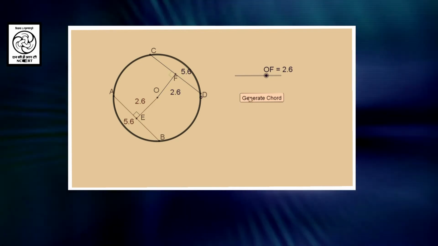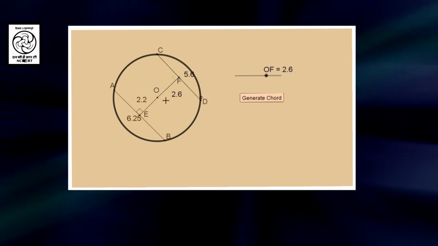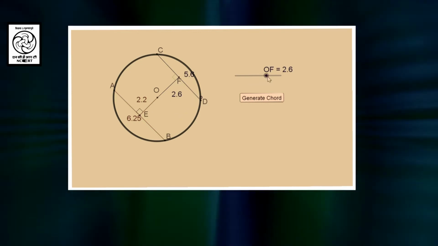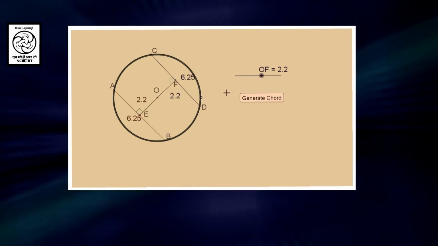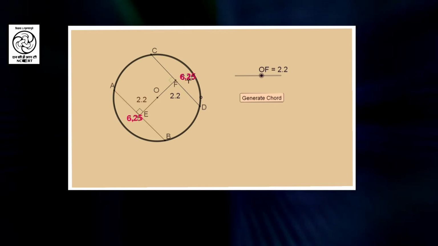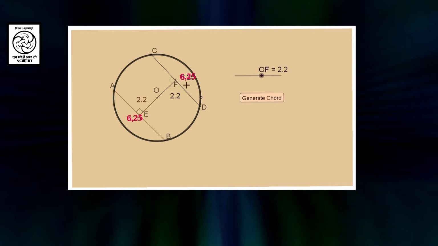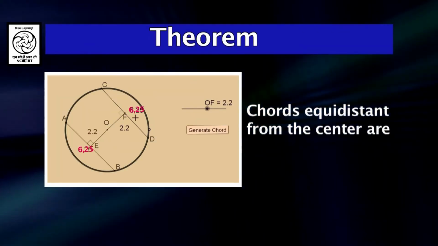Let us try one more time. This time the distance OE is 2.2 and distance OF is 2.6. Let us make the distance OF 2.2. As soon as OF becomes 2.2, you see that the length of chord CD also becomes 6.25. So, you can say that chords equidistant from the center are also equal.